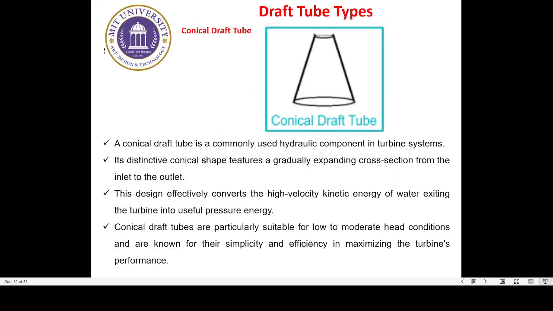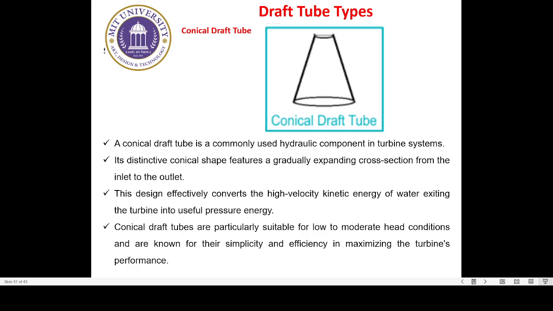So what are the different types or arrangements for the draft tube which can be utilized for the operation of the reaction turbine? We will have a quick look at the different geometries, the different types of draft tubes. One of the arrangements shown here is a conical draft tube.